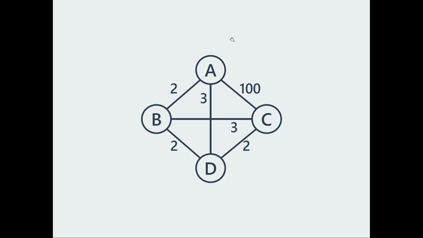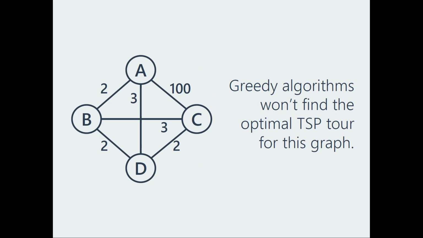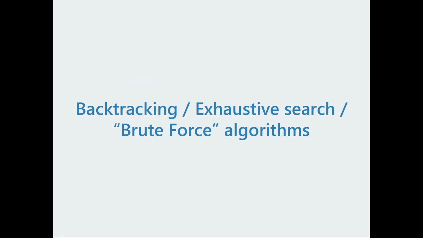If we're going to use Prim's, and let's start with A, we'll have to go to B, and then D, and then C, and then unfortunately we have to take this edge as well. As you have noticed, our algorithms didn't find the optimal solution. So greedy algorithms won't find the optimal TSP tour for this graph. So greedy algorithms are fast, but obviously do not guarantee optimal solutions. A technique that does is called backtracking, which we'll discuss next time.